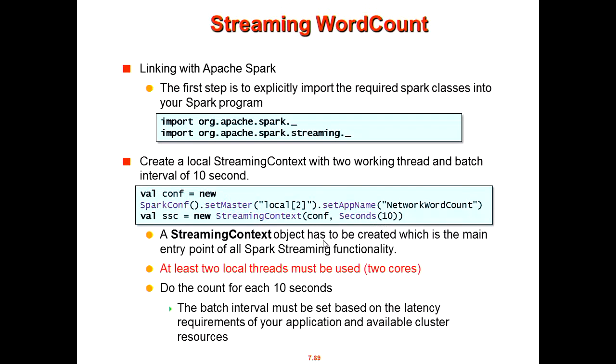The most important thing here is that in Spark Streaming, you need to use at least 2 threads to process the streaming data. Why do we need at least 2 local threads? It is because it is streaming data. One is used for processing the data. Another one is used for receiving the data. If you have only 1 thread, you are only able to receive the data, but you have no resources for processing the data. So that's a problem.